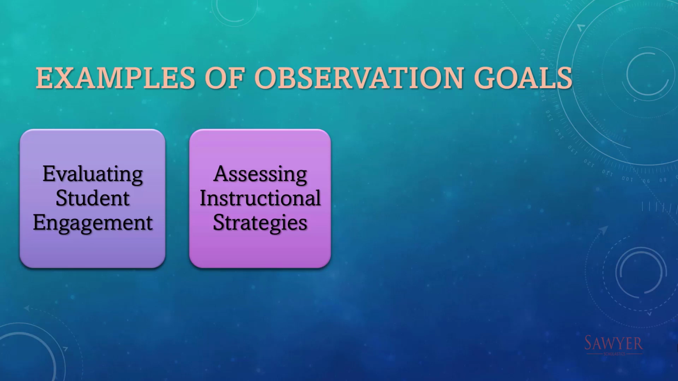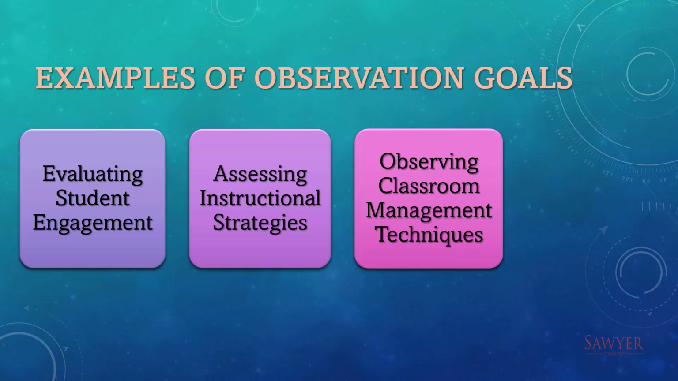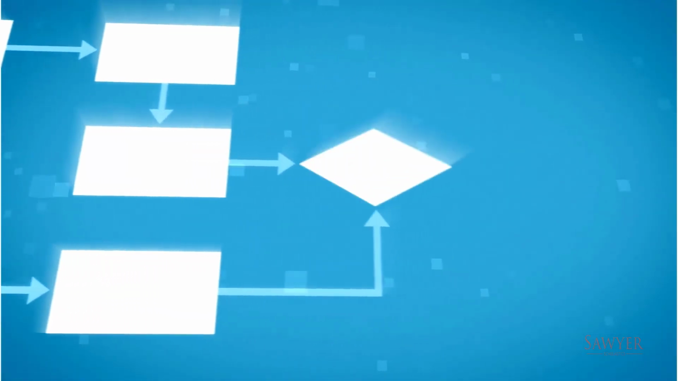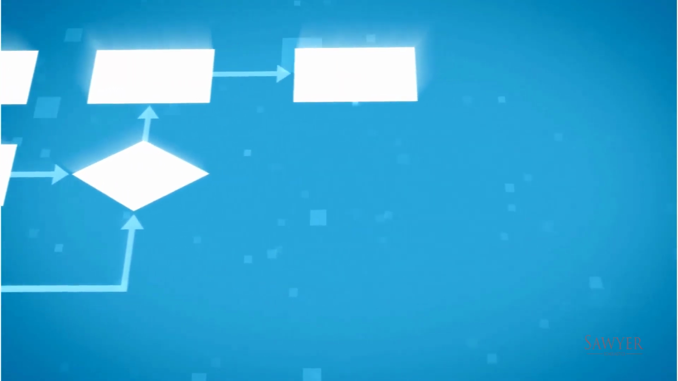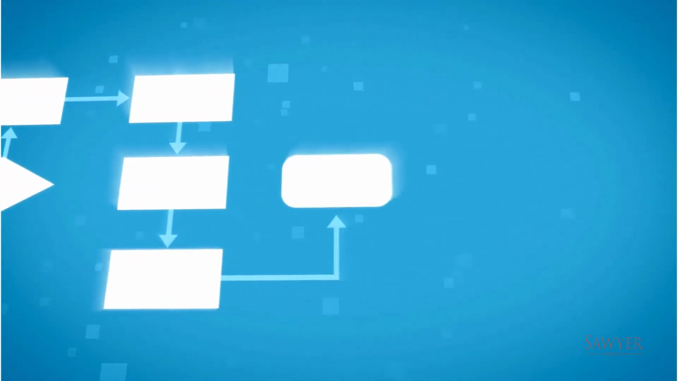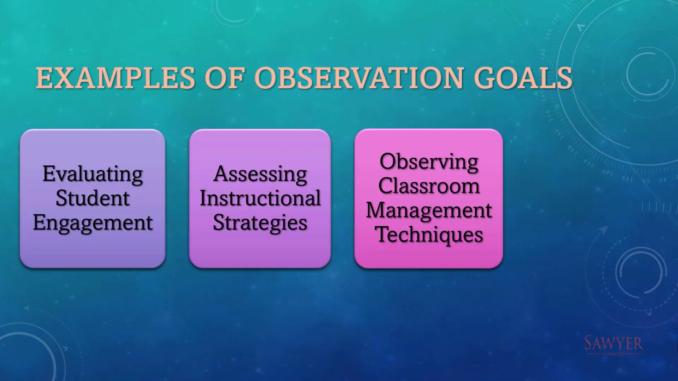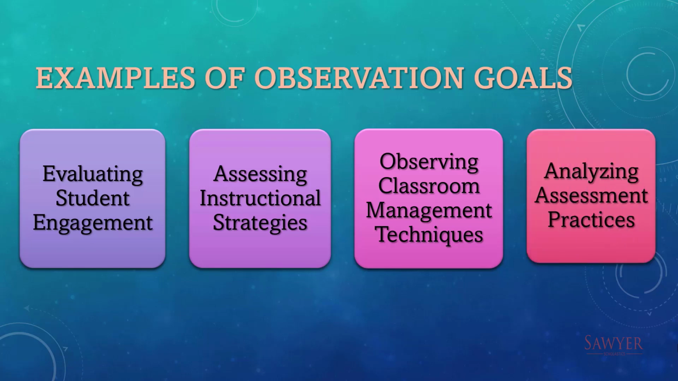Another observation goal could be observing classroom management techniques. Do you have certain processes and procedures that are in place? Again, in the formal observations, that is only one part. In the informal walkthroughs, that could be the part that is being looked at. And then in the other observation methods, it could be something that is looked at as a goal as well. And then the last example that we have today is analyzing assessment practices.